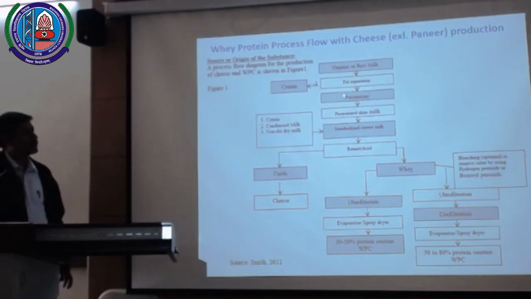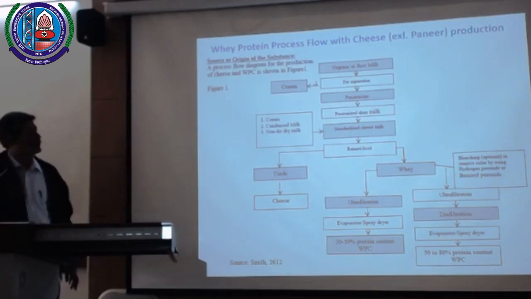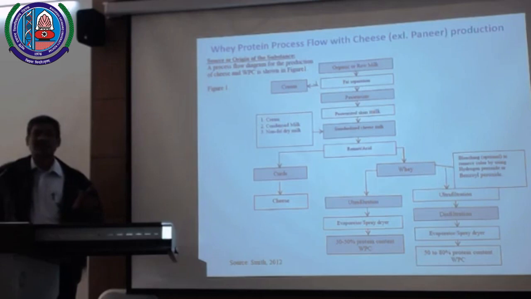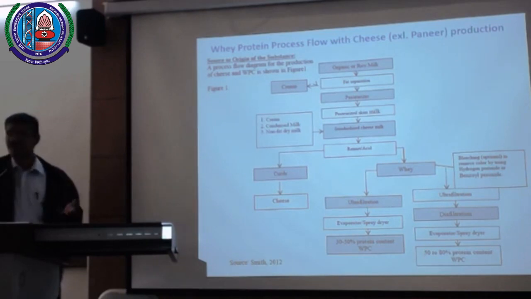When the pasteurization is finished, skim milk is produced because you have taken out the fat, skimmed out by the cream separator. Then you standardize the cheese milk. Standardization means each cheese has its own ingredient composition. A classic example is cheddar or mozzarella cheese, which are used in different applications. People use about 20 different kinds of cheese. Cottage cheese has a different composition from mozzarella and cheddar cheese.